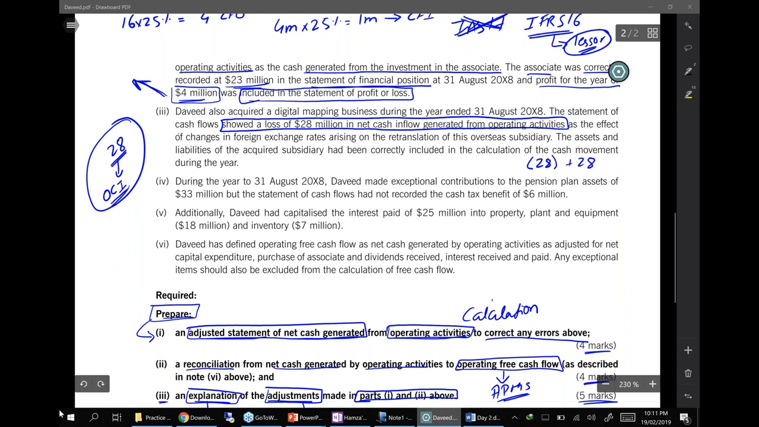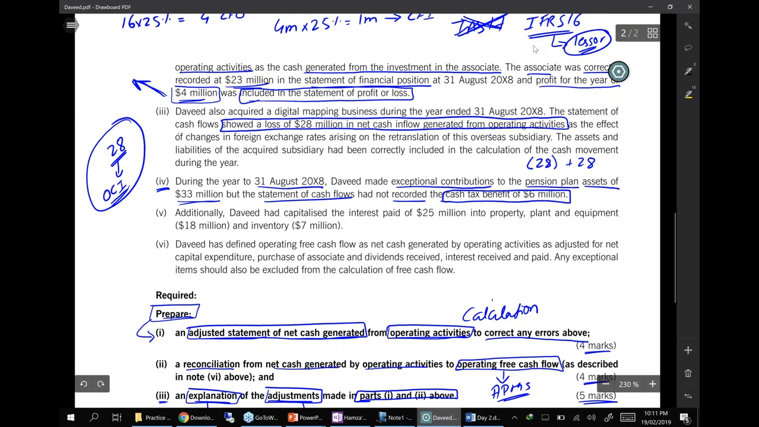Now let's read adjustment number 4, where the question says that during the year to 31st August 2008, David made an exceptional contribution to the pension plan assets of $33 million. But the statement of cash flows had not recorded the cash tax benefit of $6 million. This is the most important statement of this part. So is this an inflow or an outflow?